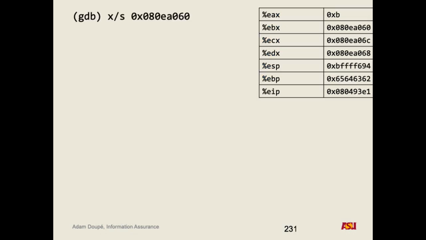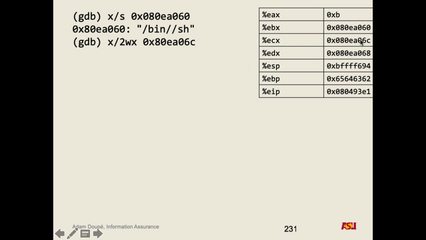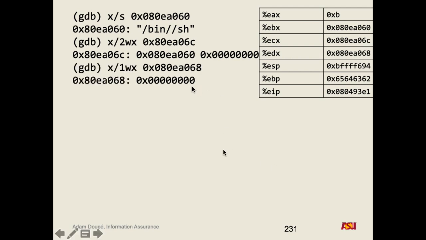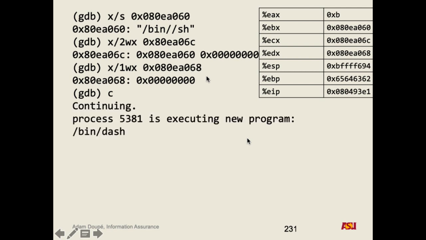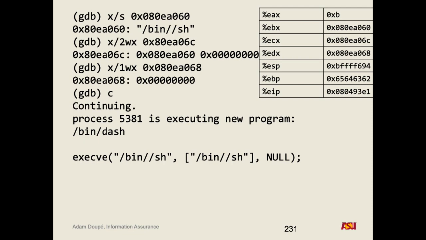So if you set a breakpoint there, you can look in GDB, examine this memory location as a string, and it would tell you that there's a string /bin//sh there. You could look at the second argument, and you'd see that there is an argv vector. The very first one points to the argv 0 of the program, and the second one is a null terminated vector. So there's only one argument to this argv. So it's like executing bin sh with no arguments. At 68, we know there's 0. And so if you continue, it would say process is executing a new program, /bin/dash, which is the equivalent of calling execve with /bin//sh, which is a fully ASLR proof ROP payload.